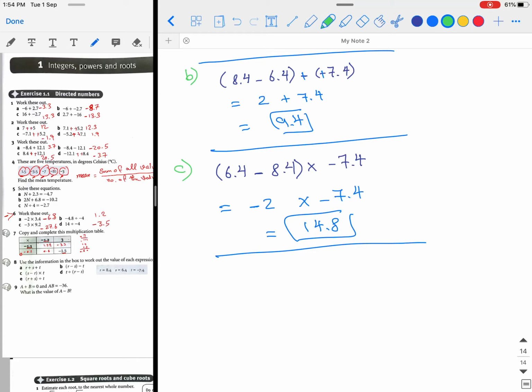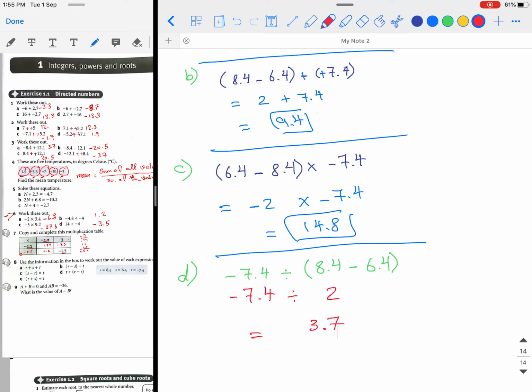Last one, after C, it's D. T divided by R minus S. Okay, T is negative 7.4 divided by, between brackets, R is 8.4 minus S, so it's minus 6.4. So leave the division at the beginning because he puts the subtraction between brackets, so you have to do the brackets first. So 8.4 minus 6.4, it's 2. If you divide this number by 2, you will get 3.7.